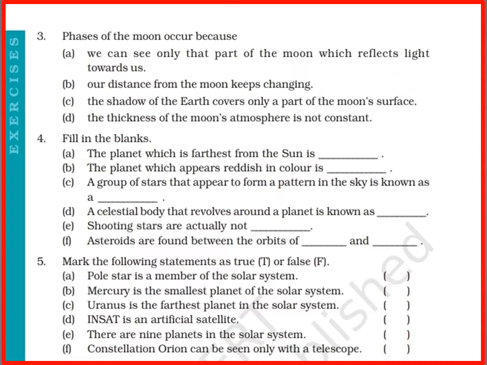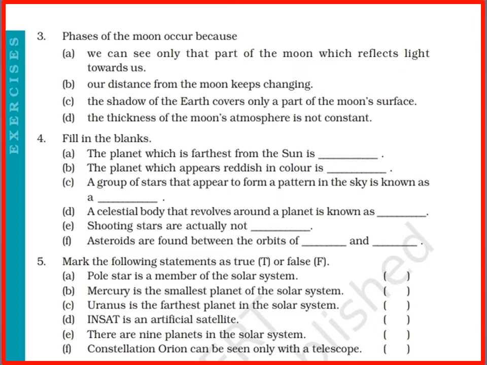Question number C. A group of stars that appear to form a pattern in the sky is known as constellation. D. A celestial body that revolves around a planet is known as satellite. Next question. Shooting stars are actually not stars, because shooting stars are actually the meteors which enter into the Earth's atmosphere.